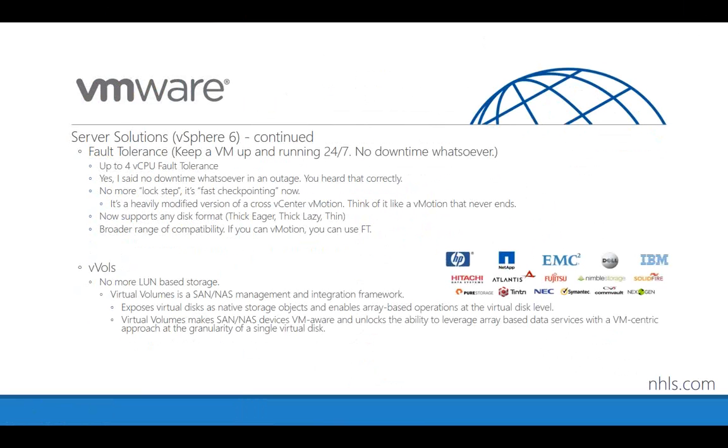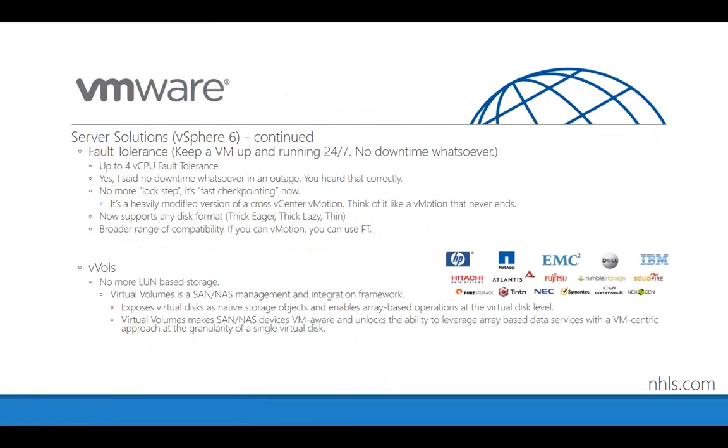You heard it correctly. VMware has changed this, so there's no more lockstep. It's called fast checkpointing now. It's basically like a constant vMotion that never ends. So yes, it takes up bandwidth, but I always say it's not magical pixie dust. It has to come from somewhere. So it's a very heavily modified version of vMotion.